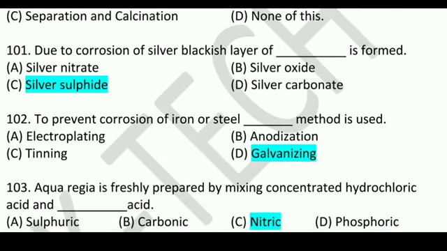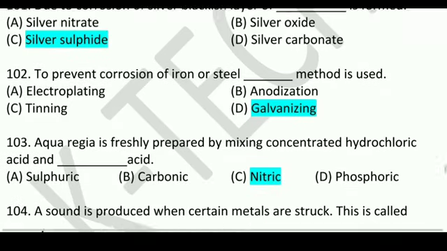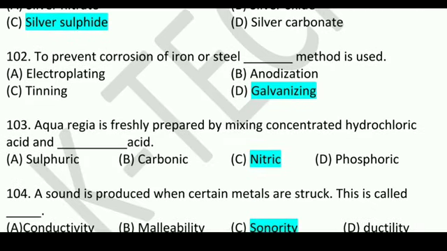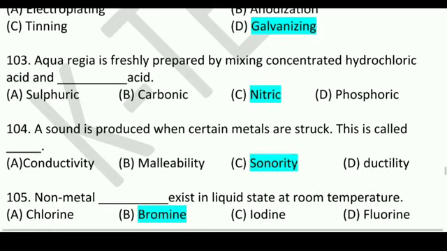Due to corrosion of silver, blackish layer of dash is formed. Yes, blackish layer of silver sulfide is formed. To prevent corrosion of iron or steel, dash method is used. Galvanizing is used. Aqua regia is freshly prepared by mixing concentrated hydrochloric acid and dash acid. Answer is nitric acid.